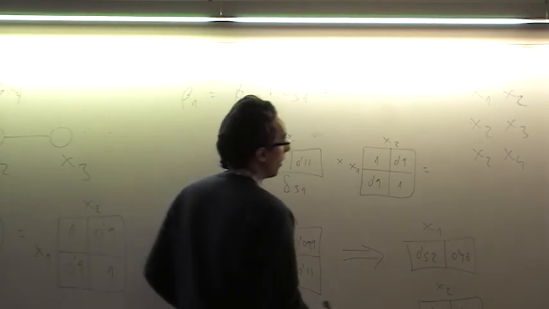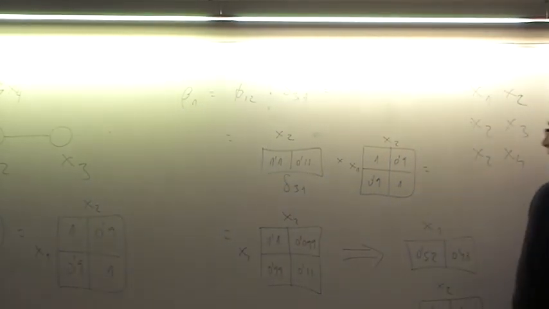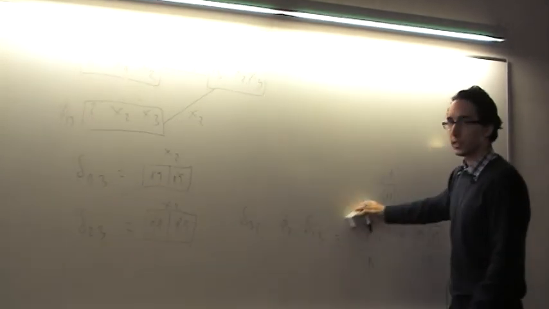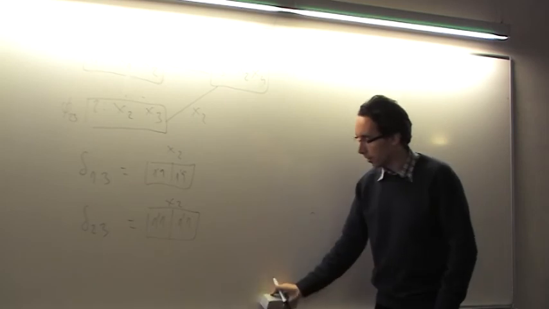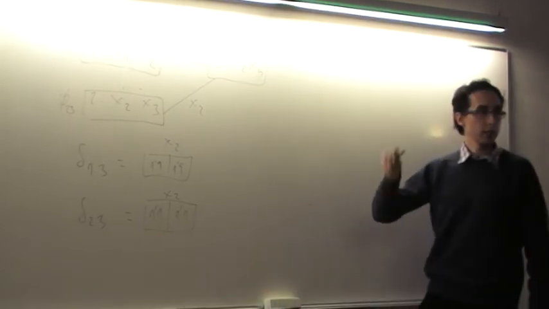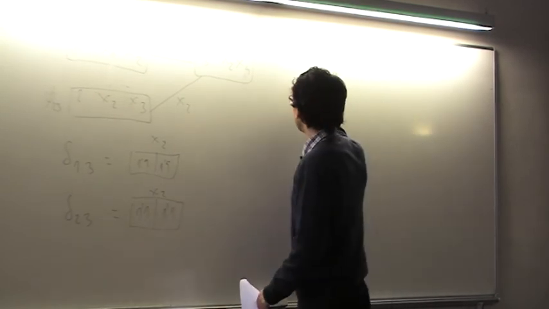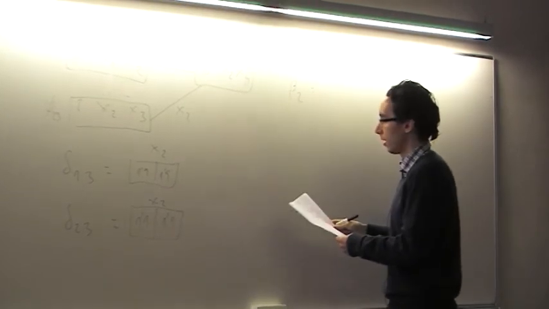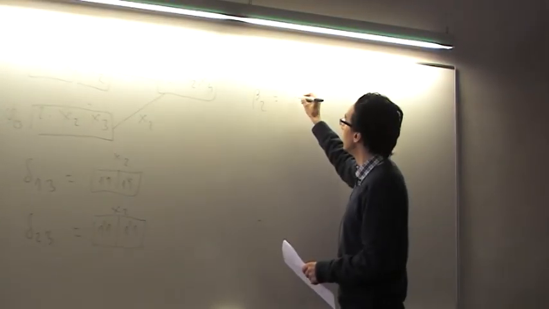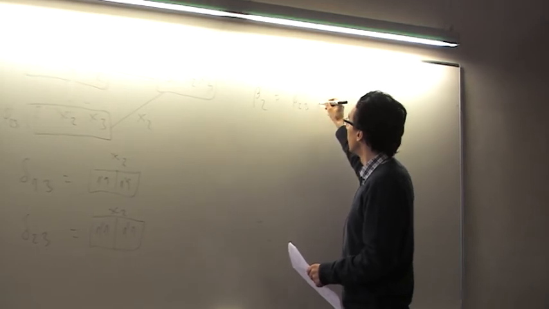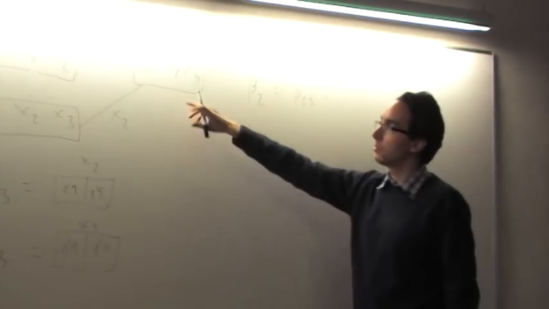We can then compute the beliefs for the other nodes. It's going to be the same process. We have to multiply all the incoming messages to the node times the potential associated to that node. So for the second node, for example, the potential associated to that node is just phi 2, 3, and then we multiply it by the incoming message, which is message 3, 2.